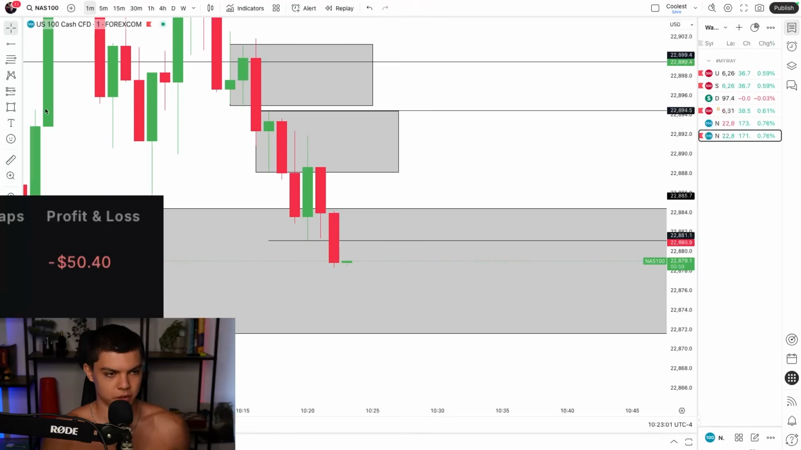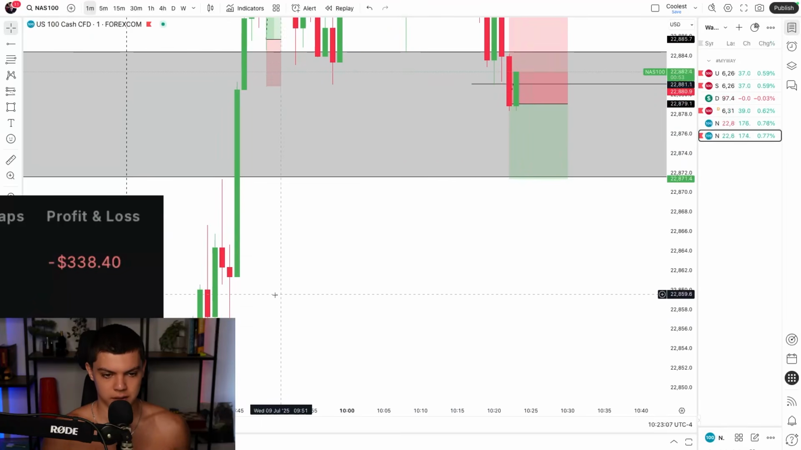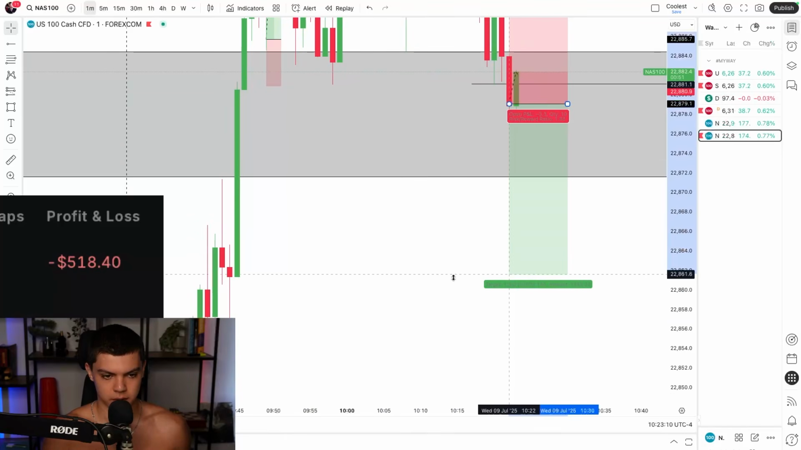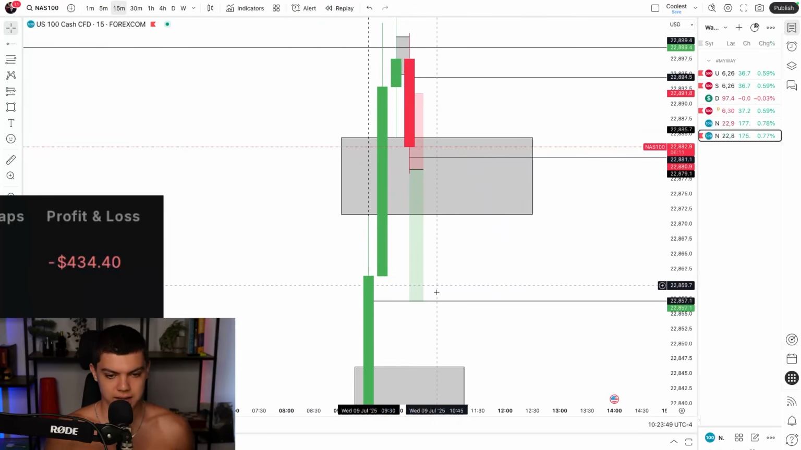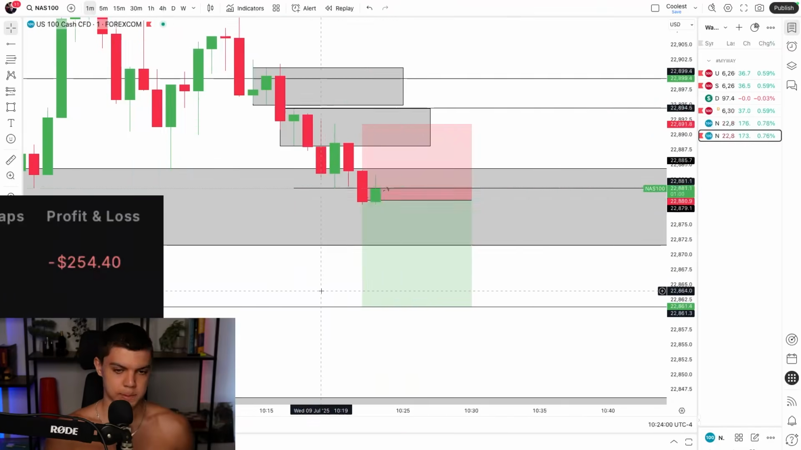Okay, I just shorted the markets on Nasdaq. Gotta be fast with the stop loss above this order block right here, and I'm gonna target this low below here. This is quite far away. Actually, guys, I'm gonna target this fair value gap right here.